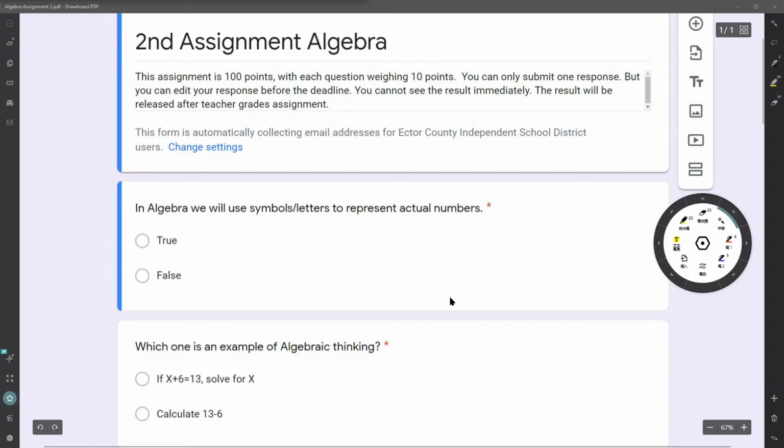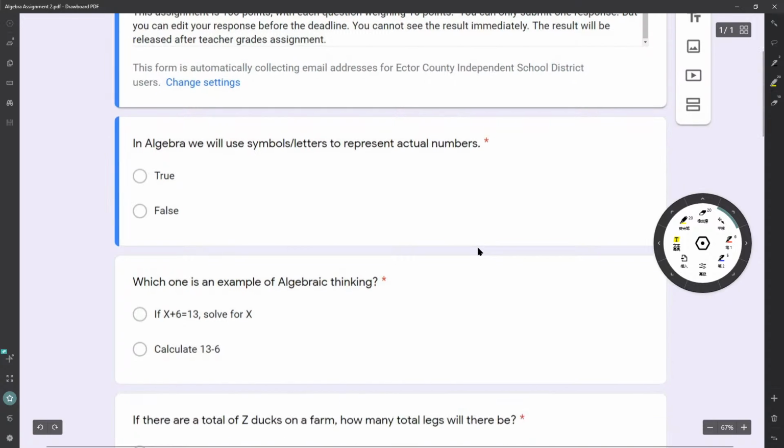Okay, let's go. Let me help you with the second assignment of algebra. It has 10 questions. First, in algebra, we'll use symbols and letters to represent actual numbers. Is that true or false?